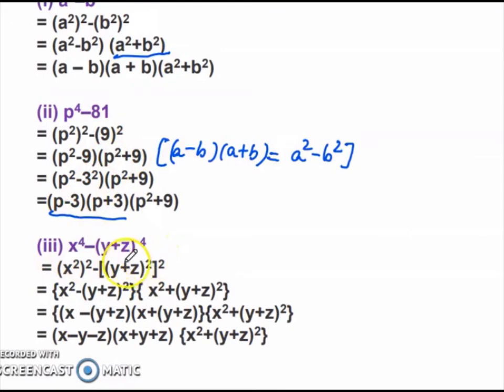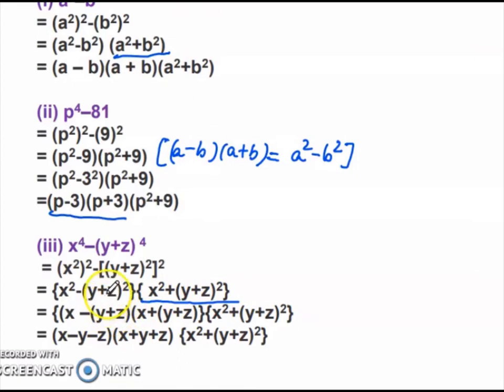Again we have a similar one, x raised to the power of 4 minus y plus z raised to the power of 4. So whenever you have a raised to the power of 4 term, you will write it as square of square. So x square the whole square minus y plus z the whole square and square of that. So first, this identity a square minus b square, you will use and factorize. So you will get x square minus y plus z the whole square. This is one factor. The next factor is x square plus y plus z the whole square.